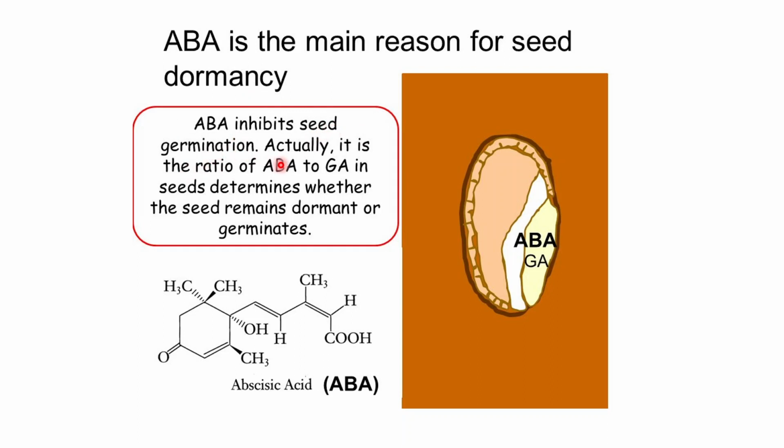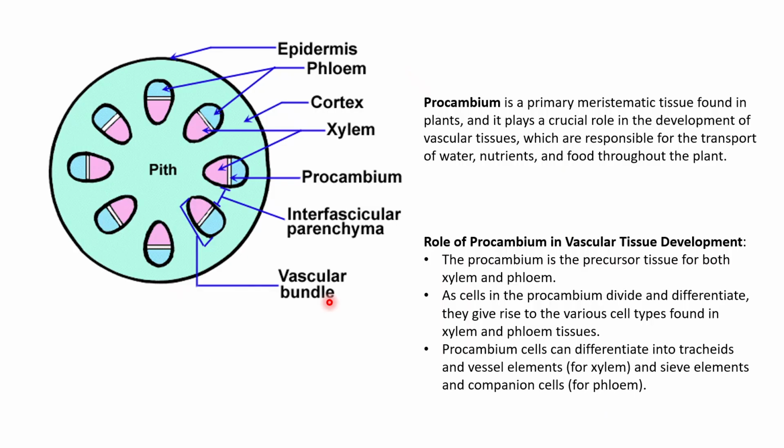Abscisic acid inhibits seed germination. Actually, it is the ratio of abscisic acid to gibberellic acid. Gibberellic acid is another hormone in seeds that determines whether the seed remains dormant or germinates. So the ratio of ABA to GA will determine whether the seed will remain dormant or whether it will germinate. And here is a representation of the structure of abscisic acid. It's an aromatic compound. We have a cyclohexenyl ring and many other functional groups. So abscisic acid is the main reason for seed dormancy.